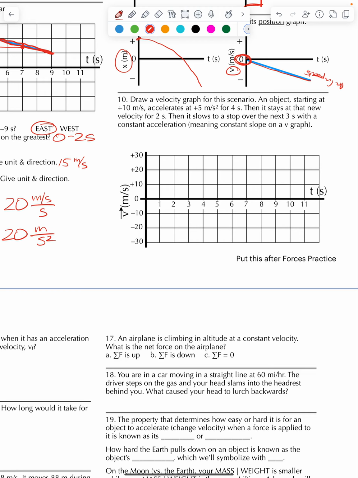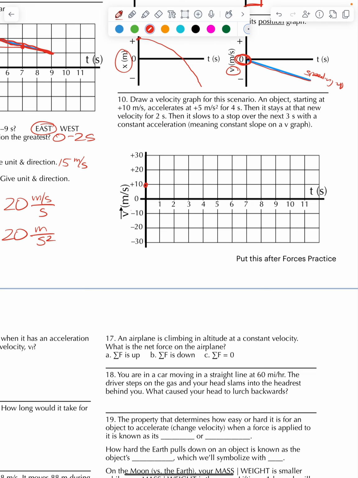Draw a velocity graph for this scenario. Again, you won't have to do this, but again, the knowledge might help you as we go over this. An object starting at 10 meters per second, so that's initial velocity, so right there, accelerates at 5 meters per second squared for 4 seconds. Blah, blah, blah. So let's deal with that.